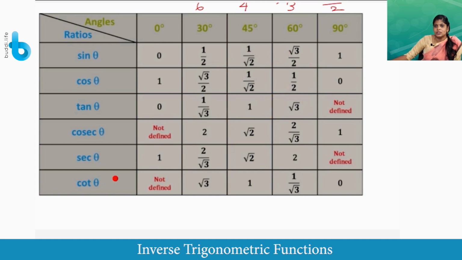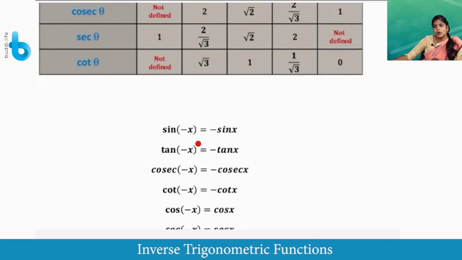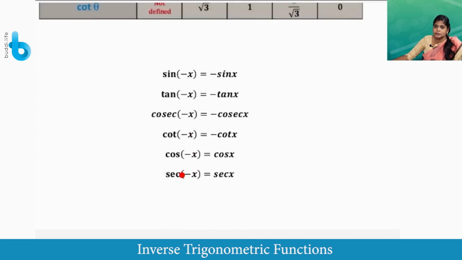Okay, and your cosecant theta, secant theta, cot theta also will go like this only. Cosecant is what? 1 by sine. The reciprocal of all the sine values will get its place here, and secant theta is the reciprocal of your cos theta, and cot theta is nothing but the reciprocal of your tan theta.